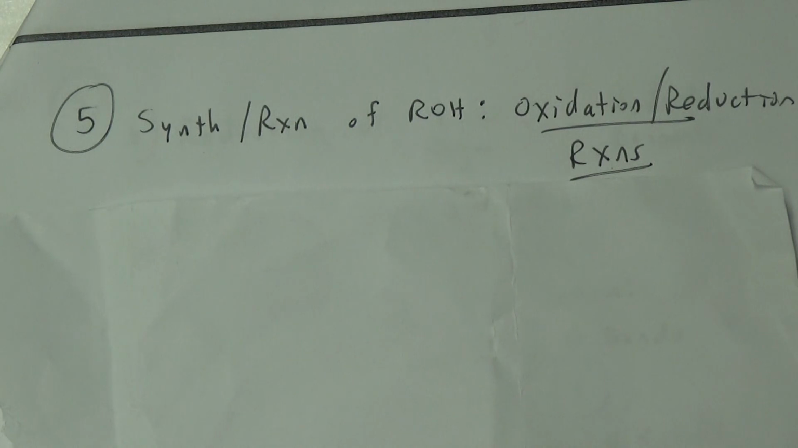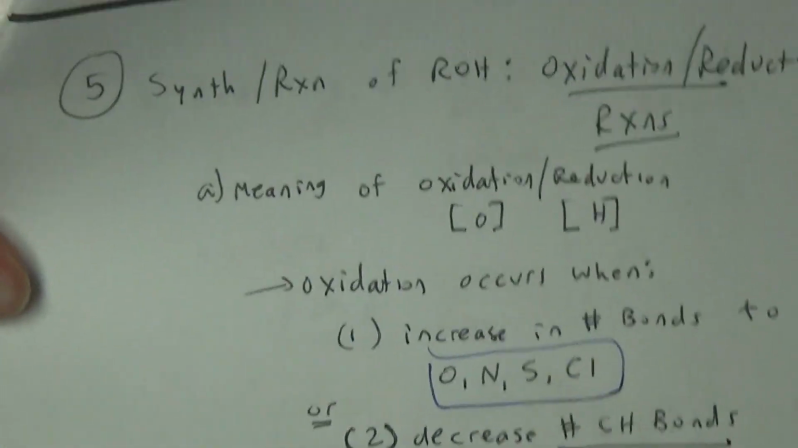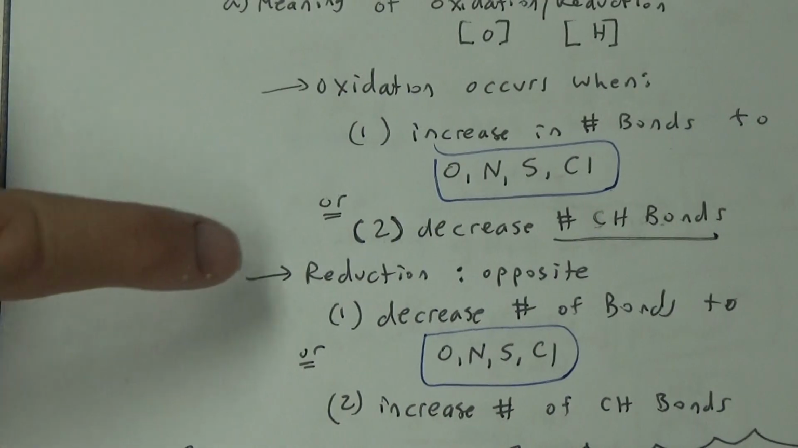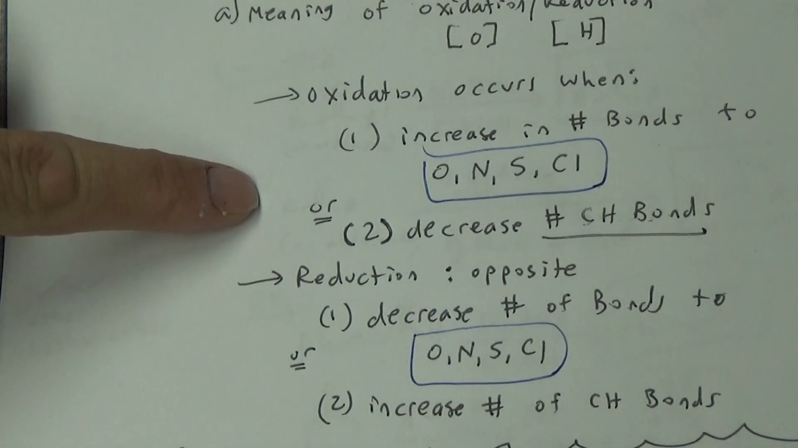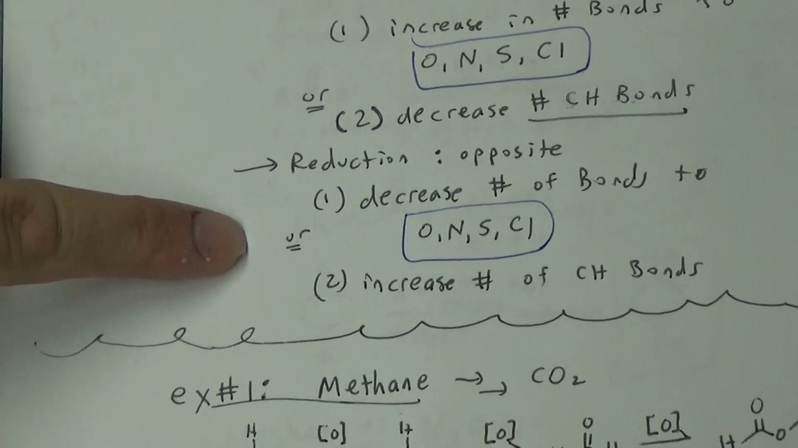That also decreases the number of CHs. If we're reducing a functional group, we are decreasing the number of bonds to oxygen, or it could be nitrogen or other electronegative atoms, and we're increasing the number of H's, right? So we did a whole bunch of overview material last time. I'm not going to go through it all, but it talked about how oxidation is increasing the number of bonds to electronegative atoms. Reduction is decreasing the number of bonds to electronegative atoms.